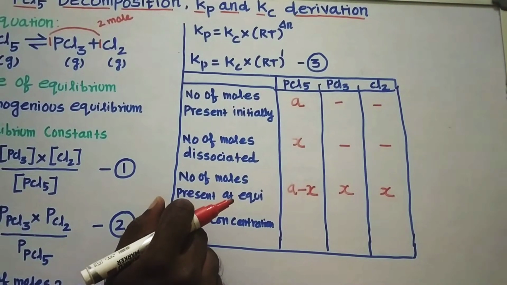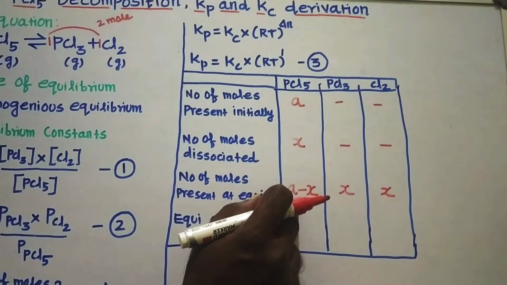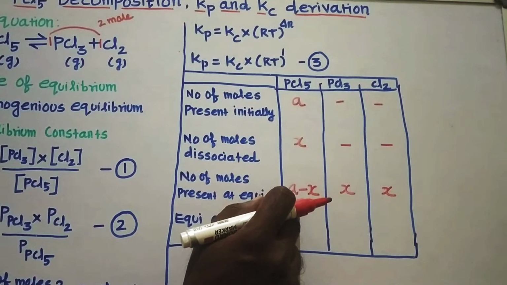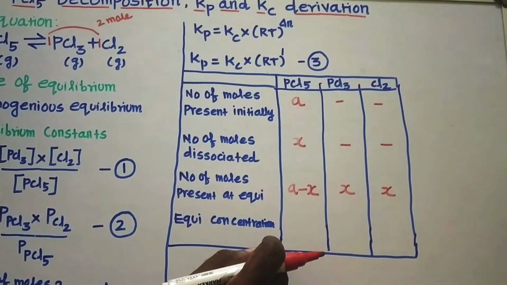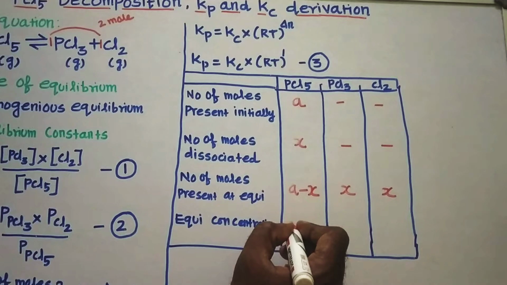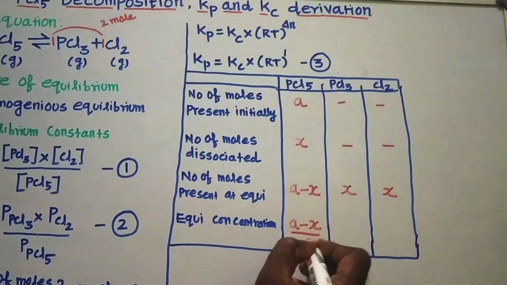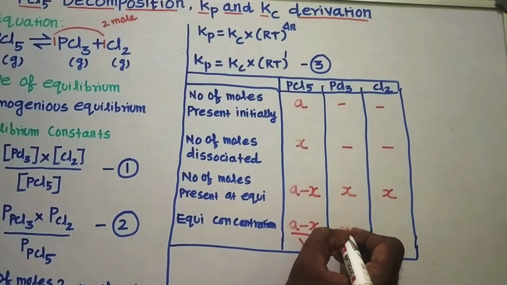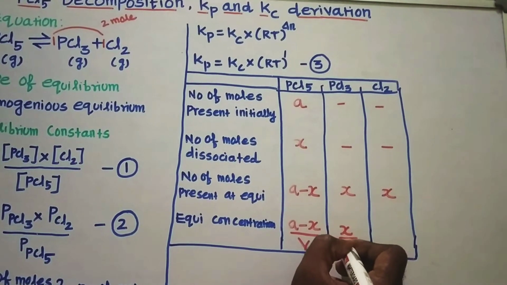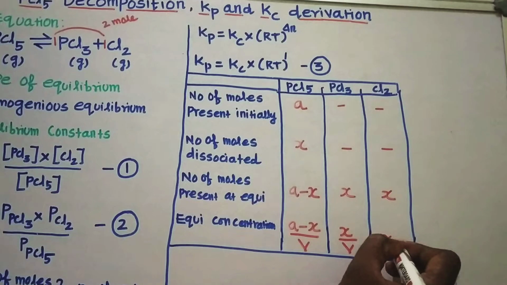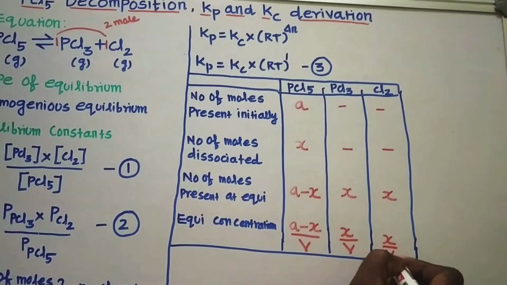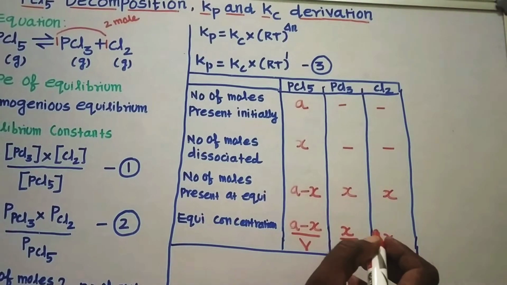Then the equilibrium concentration. The number of moles present at equilibrium divided by the volume gives the value of the equilibrium concentration. Therefore, for PCl5 the equilibrium concentration is a minus x divided by the volume. Then x divided by the volume and x divided by the volume. So now we get this.